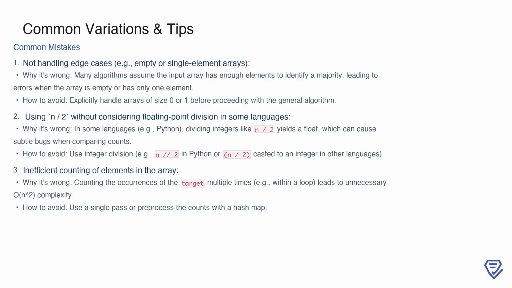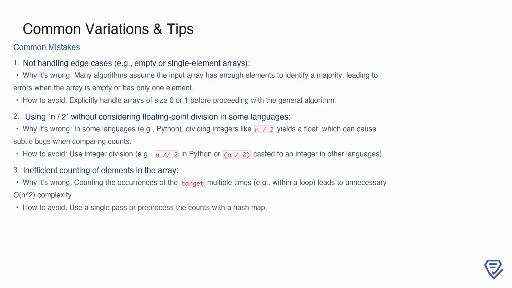One frequent issue is neglecting edge cases, such as arrays that are empty or contain only a single element. This happens because many algorithms assume the input array will have enough elements to determine a majority, which isn't always true. To avoid this, you should explicitly handle arrays of size 0 or 1 before diving into the main logic.